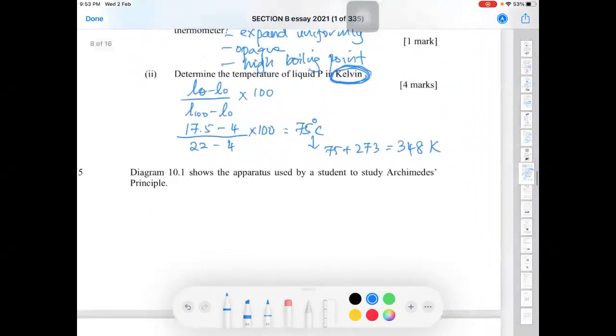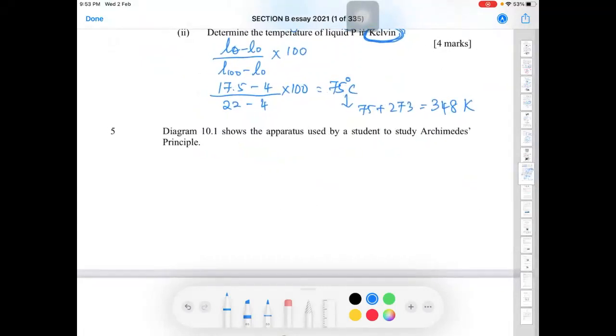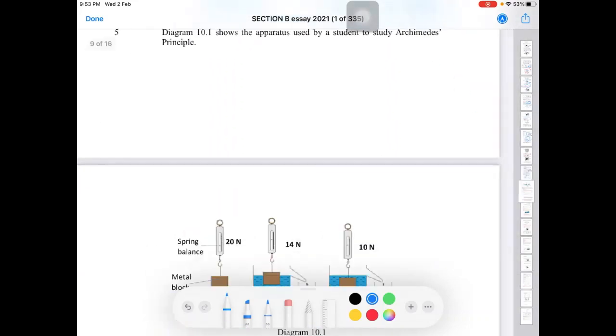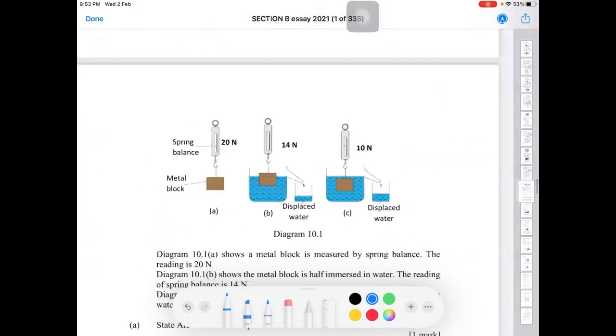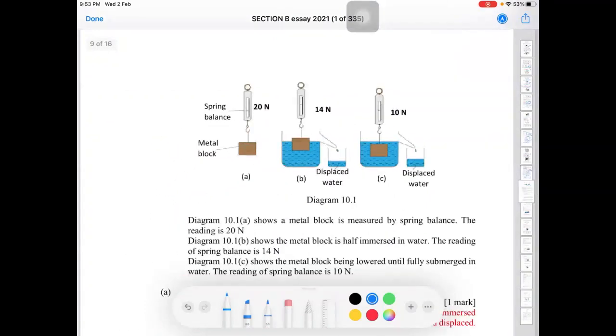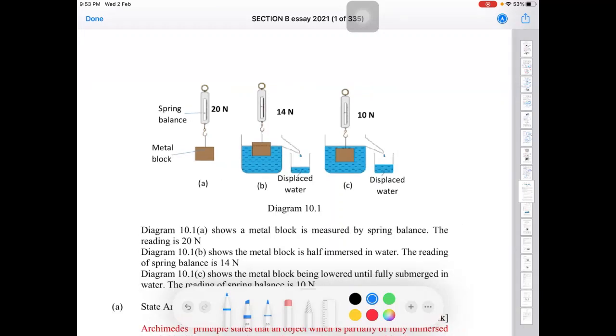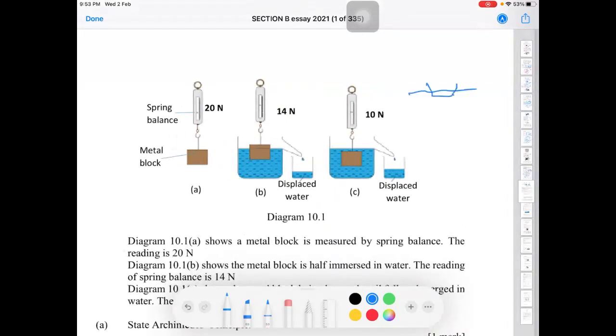Okay. So kita teruskan ke number 5. Okay, number 5, diagram 10.1 shows the apparatus used by a student to study Archimedes. So you nampak Archimedes, dalam kepala you mesti dah tahu dah the basic concept of Archimedes is whatever yang terapung dalam air. So cikgu lukis sikit, ni terapung dalam air, katalah boat. So ini weight, ni buoyant force tolak dia. So anything floating, so buoyant force is equal to weight. Itu basic yang kamu kena tahu.